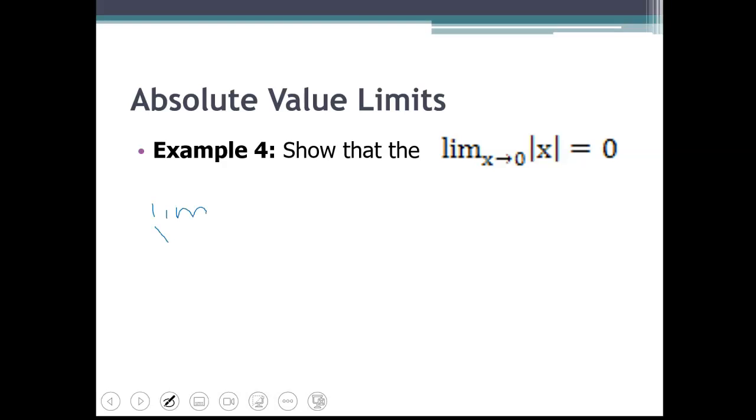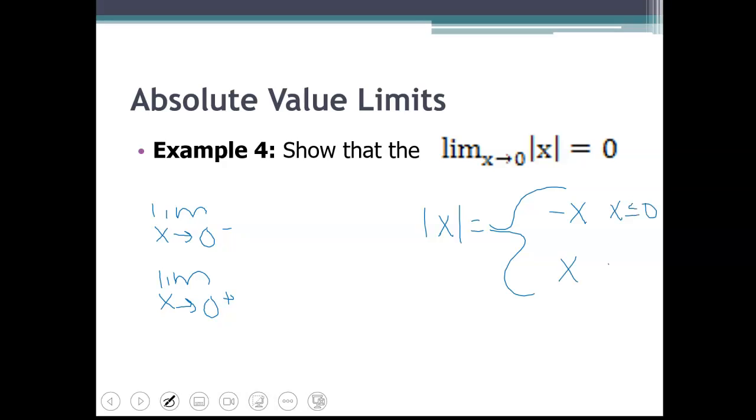The limit as x approaches 0 from the left, and then the limit as x approaches 0 from the right, knowing that the absolute value of x is really negative x and positive x for x less than or equal to 0 and x greater than 0. So that should still make sense to us that if we plugged into the left side of the piecewise versus plugging into the right side of the piecewise, I'm still going to get my zeros.